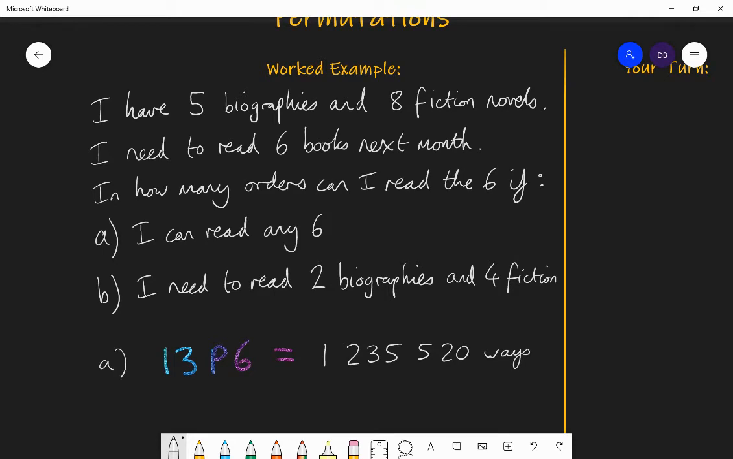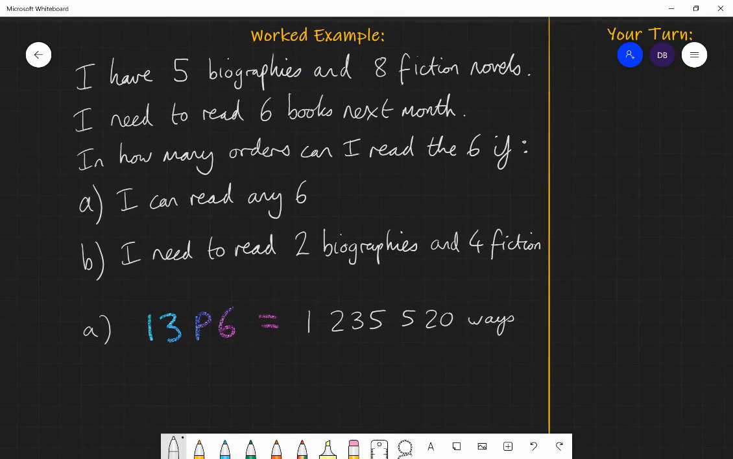So there were no restrictions. But part B, I'm asking, now I need to read two biographies and four fictions. So in my six, I have a constraint. Of my six, I need two of them to be biographies and four of them to be fiction. This, to be honest, is an extension. You are very unlikely to be asked a question this difficult in the AdMath test, but it's nice to see if you can work at this level and if you can understand how to work through this process.